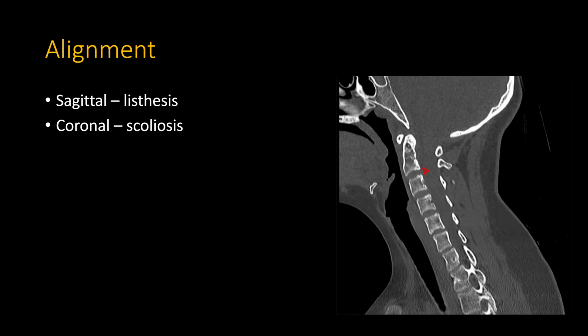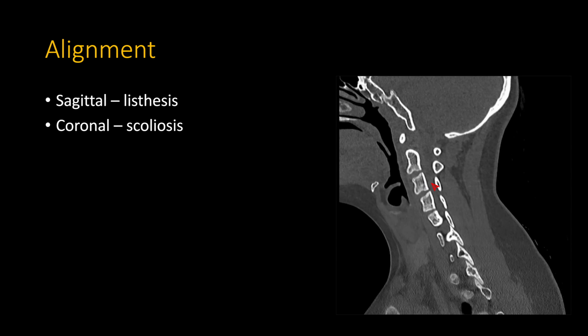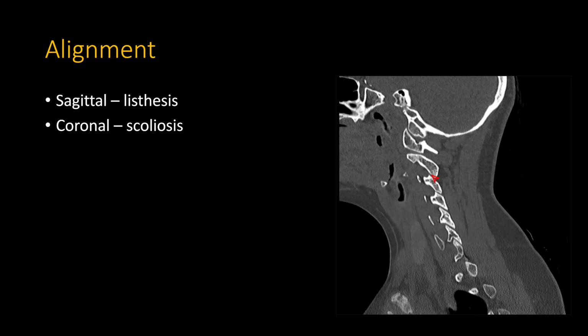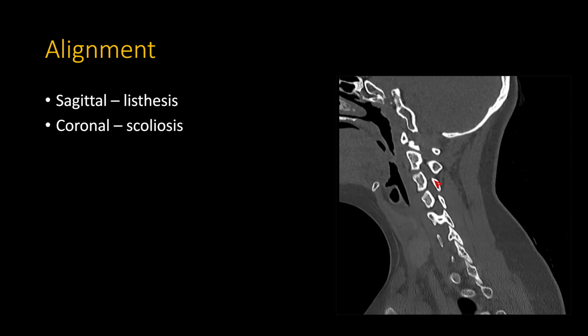Then, whenever you see listhesis, you always want to look at the facets and make sure the listhesis isn't due to facet injury or a jumped facet or something like that. So you want to make sure the facets on both sides, and here I'm only looking at one side, but you'd go on both sides, are normally articulated.